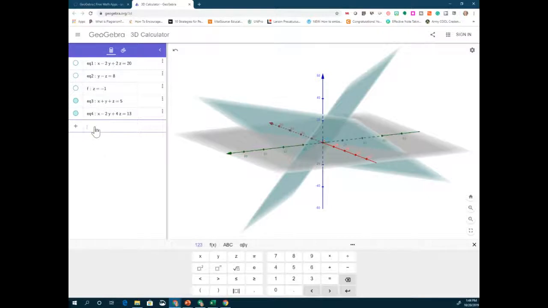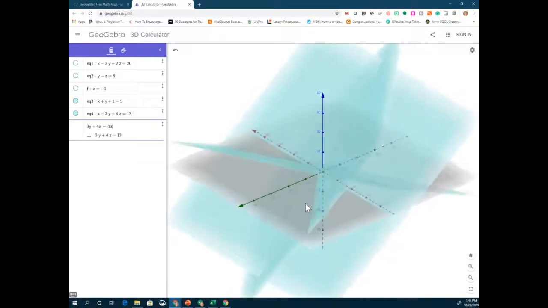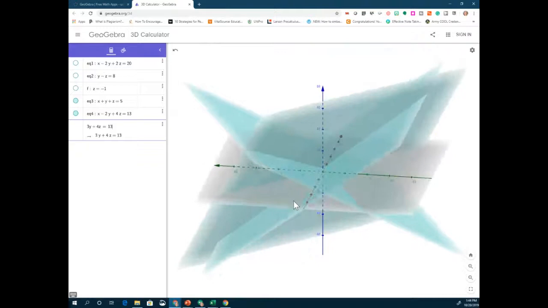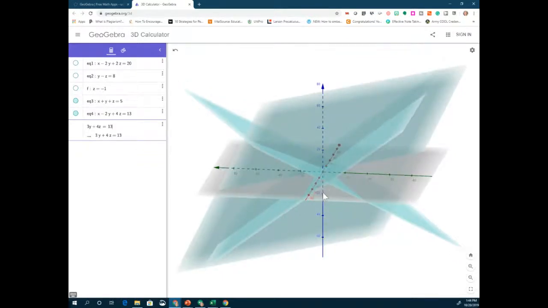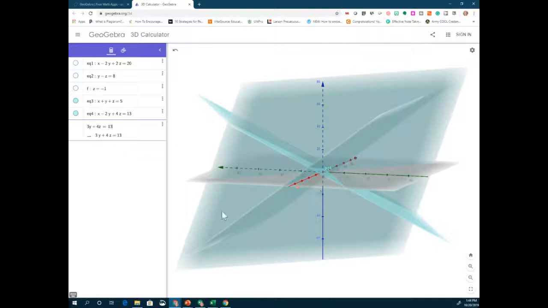Okay, then the last one we had was 3y plus 4z equals 13. Now we have three flat surfaces here, and we're looking for the intersection. You can kind of see where it might be. It's always hard to see when you're looking in 3D and they're not different colors.